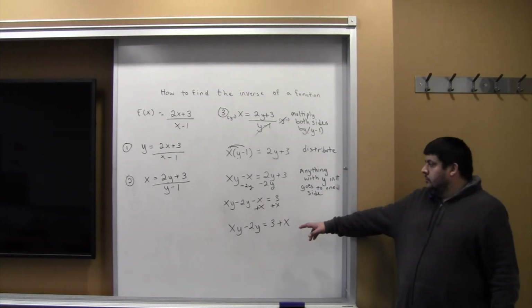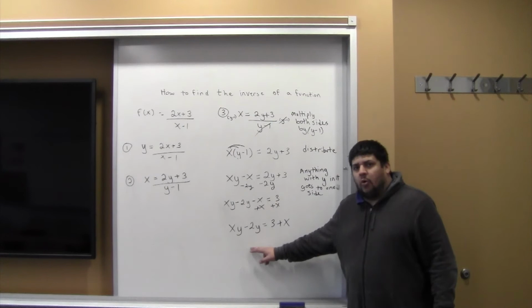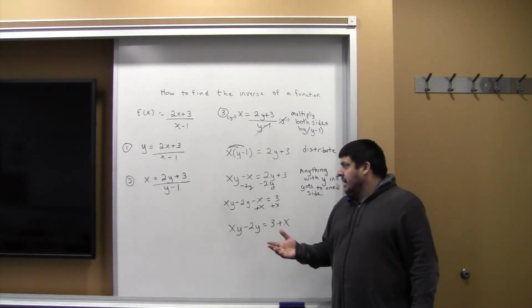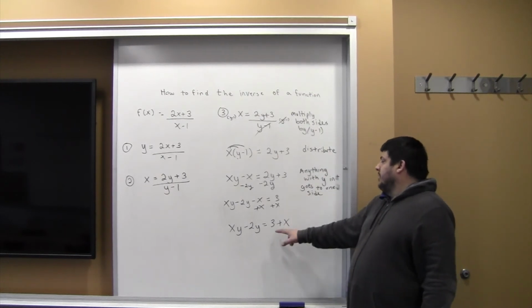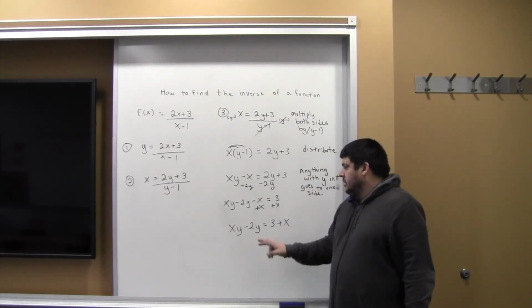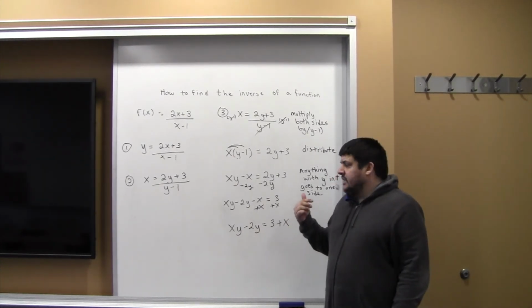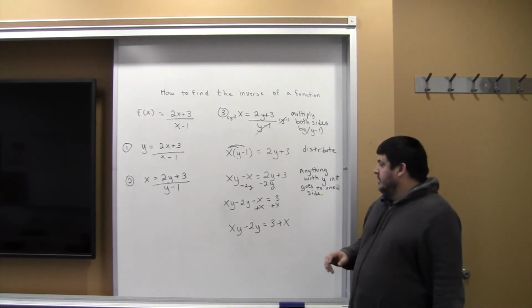So now everything that has a y in it is on one side, and everything that doesn't have a y in it is on the other side. Just the basic algebra to get to this, you just have to do that part. So as you can see, that's what we have. That's what you want to have in all cases like this. You always want to have that.